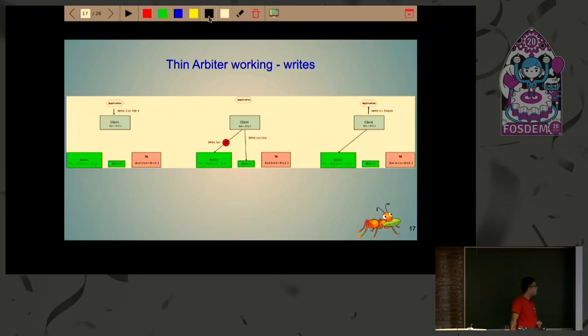So let's see what happens when a write comes and it fails on the opposite replica. Write 3 comes on the same file, and this time it fails on the first brick but succeeds on the second brick. Now because we know that if we allow this as success, we can end up in a split brain state, we don't return success and we actually fail the FOP. So this is the essence of thin arbiter.